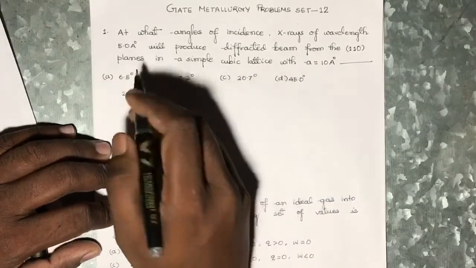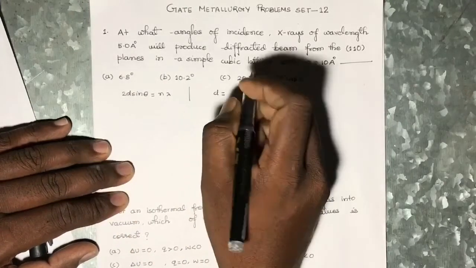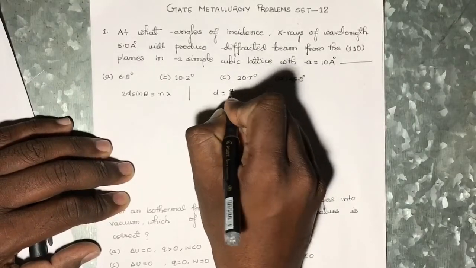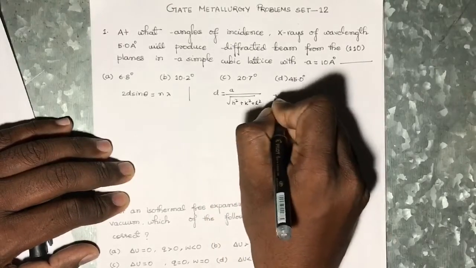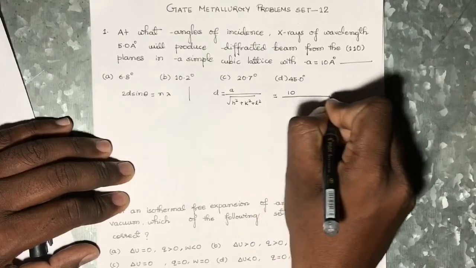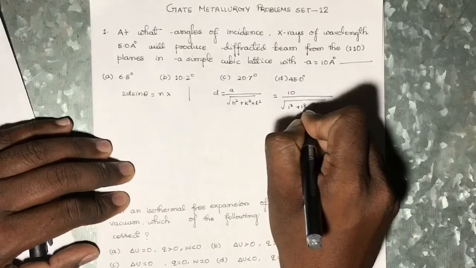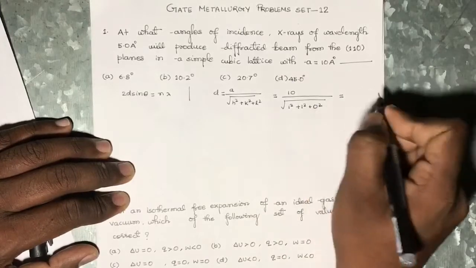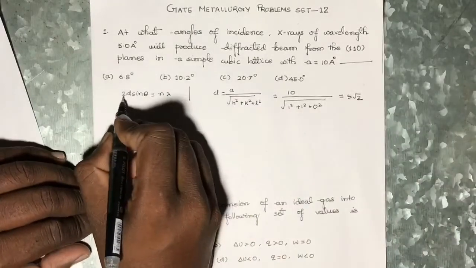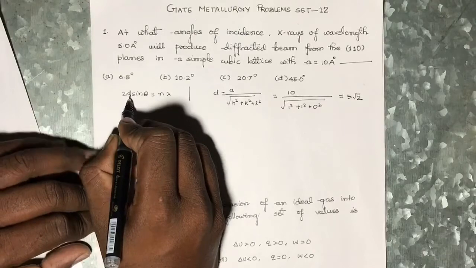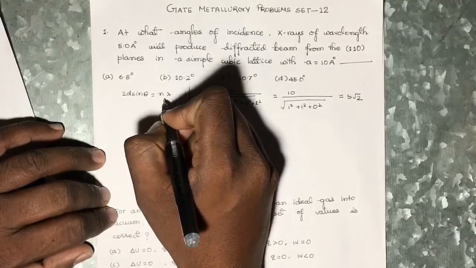Now we don't know the value of d here, so first calculate the value of d, and the value of d will be calculated by a divided by under root h square plus k square plus l square. The lattice parameter is 10 angstrom, and the Miller indices of the plane hkl is 110, so 1 square plus 1 square plus 0 square, and this value will be equal to 5 root 2. Now we have to put the value of d here, and lambda is already given here, that is 5 angstrom, and this is the order of reflection.